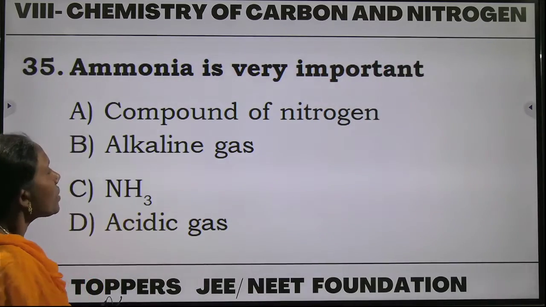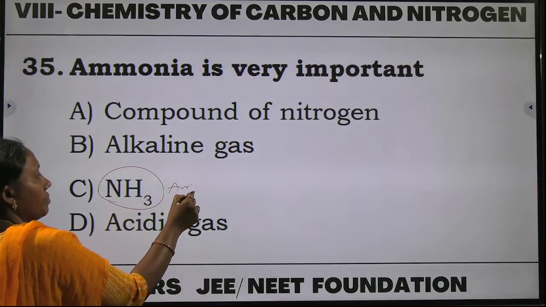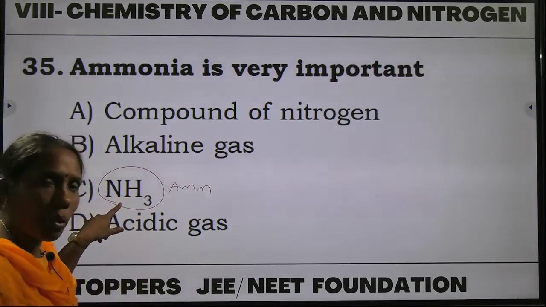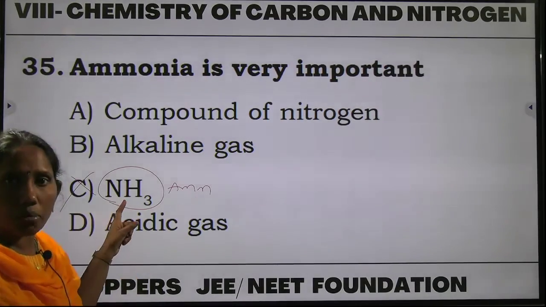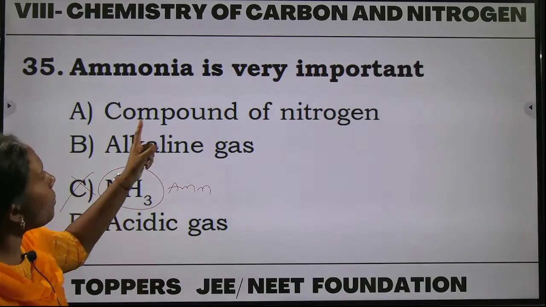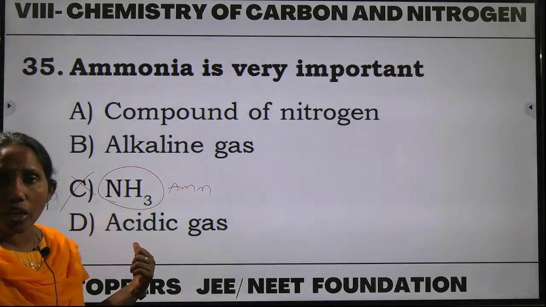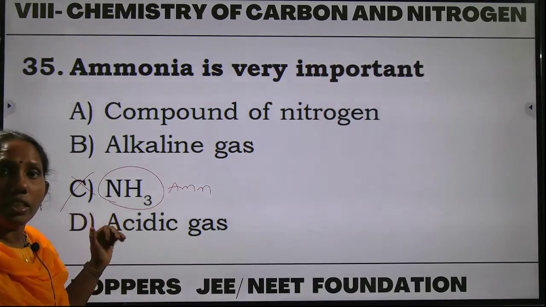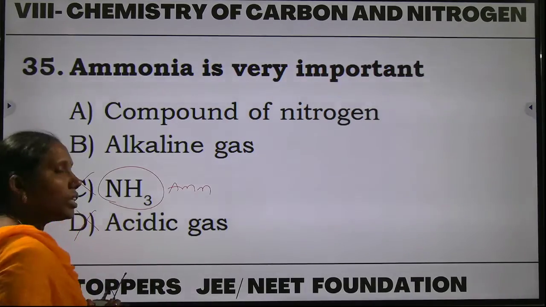See here, NH3 itself is called ammonia, right? So ammonia is very important to ammonia, it cannot be, so we can cancel the C option. Comes to acidic gas. Actually ammonia is basic in nature, not an acidic gas, right? It is basic in nature. That's why not the D option either.